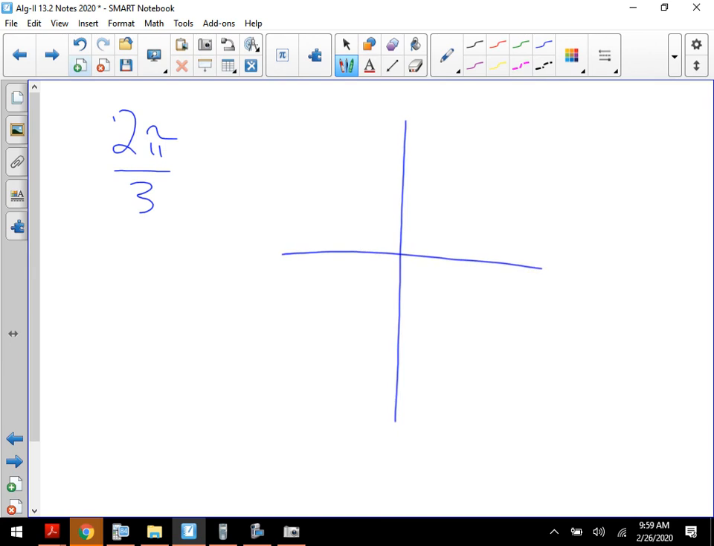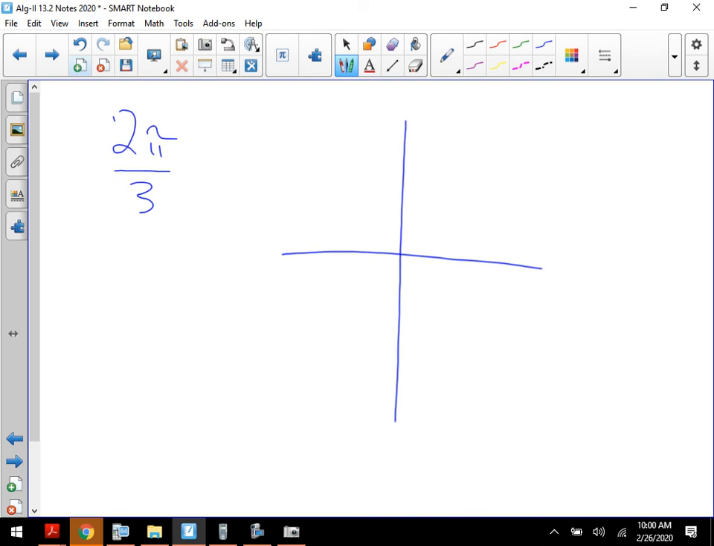So if I'm starting with 2 pi over 3, the first thing I do is draw my graph. And I want you to start thinking, 2/3. Is that more or less than halfway? In this case, because my numerator is smaller than my denominator, I know I'm not beyond a full turn, and I know it's positive. But yes, it's beyond halfway, so it's got to be beyond pi over 2.